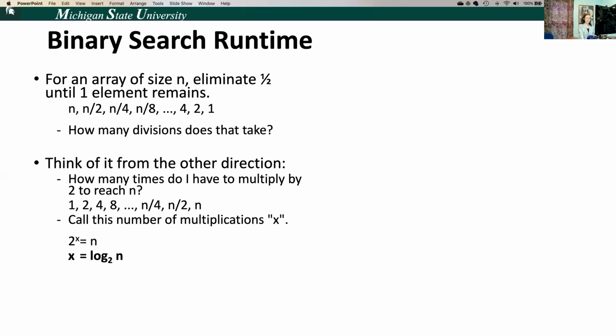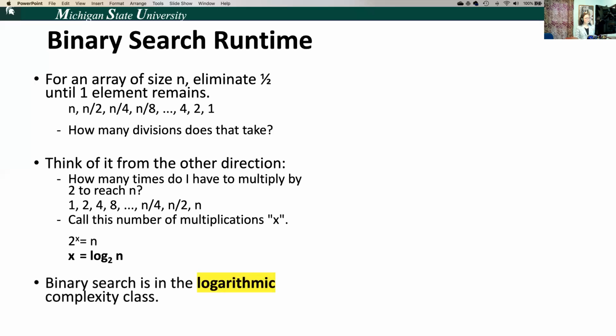Then from mathematics, you guys know where we are going. We can answer the top question. How many divisions does it take? If 2 to the x is going to get me the input size, then x is going to represent the number of divisions. So how do I isolate x? I take the log of both sides, right? And it becomes log base 2 of n. So that will report to you how many divisions it will take.